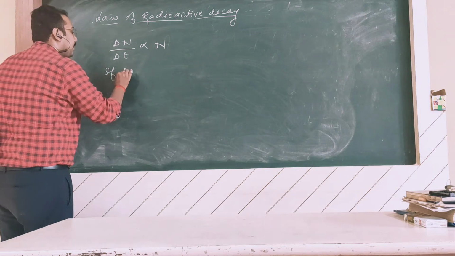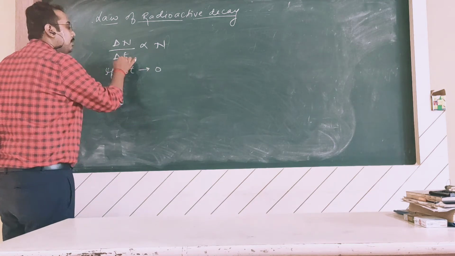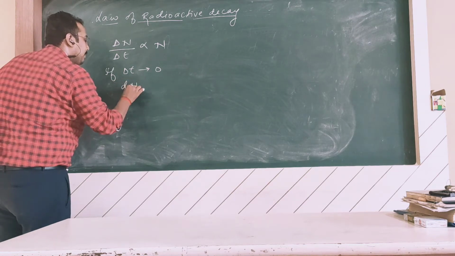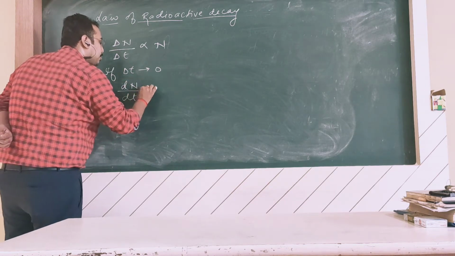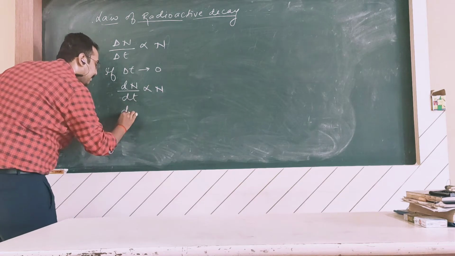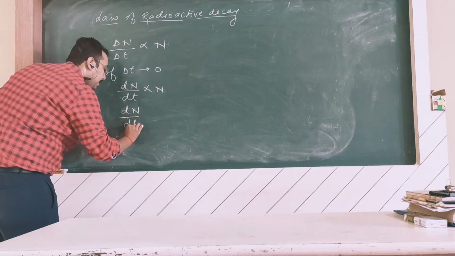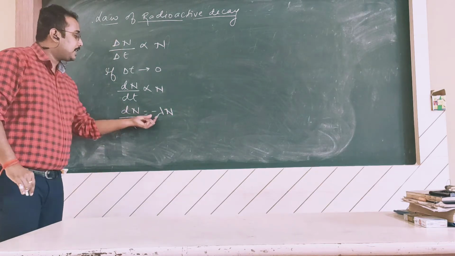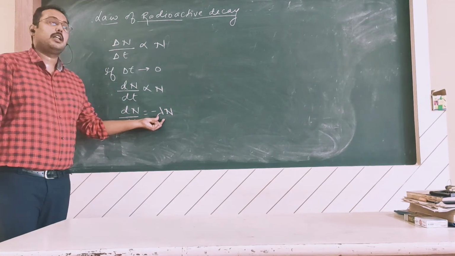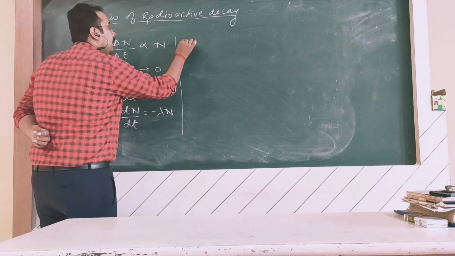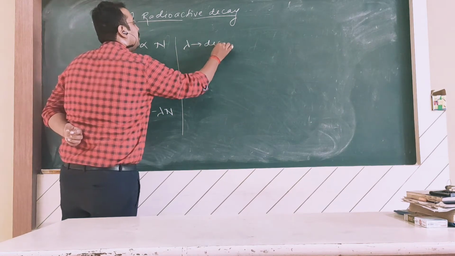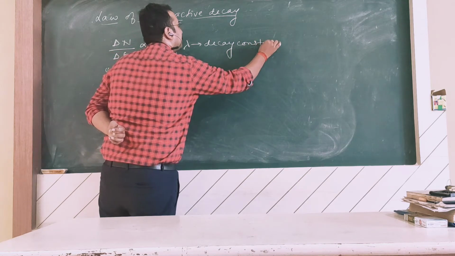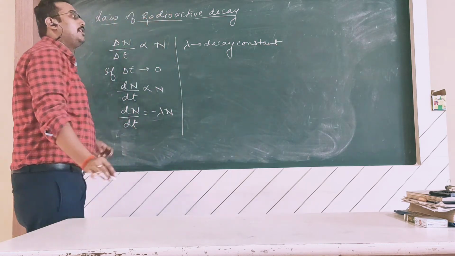Suppose delta t tends to 0, that means limit delta t tends to 0, then delta will change into d. So dn by dt should be proportional to n. And the constant of proportionality in this expression is called lambda. What is lambda? Lambda is called the decay constant.